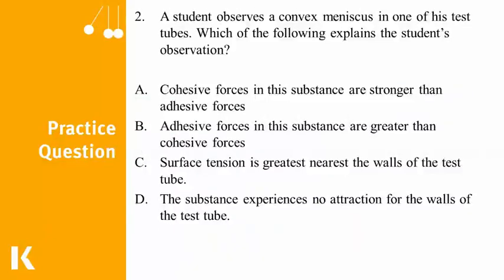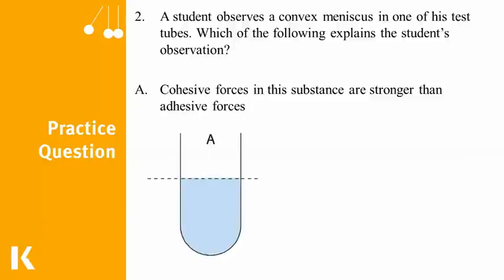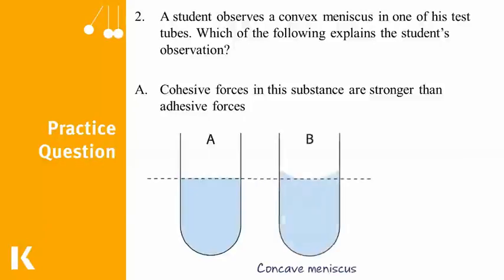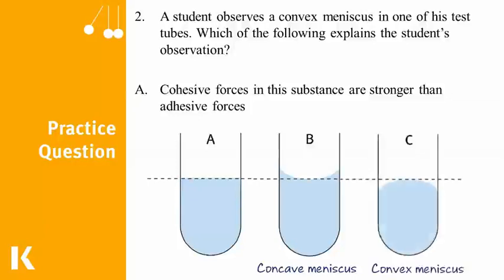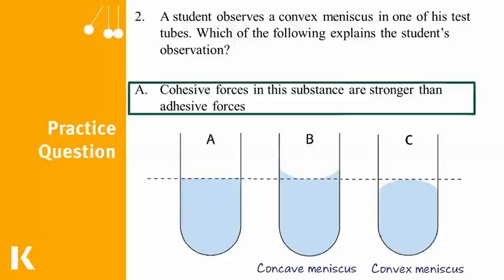Now apply your knowledge of cohesion and adhesion to this problem. When there is a concave meniscus, the liquid molecules are more attracted to the walls of the container than to the other liquid molecules. In a convex meniscus, then, the liquid molecules are minimizing their contact with the surface of the test tube, meaning that the cohesive forces must be greater than the adhesive forces in this substance.